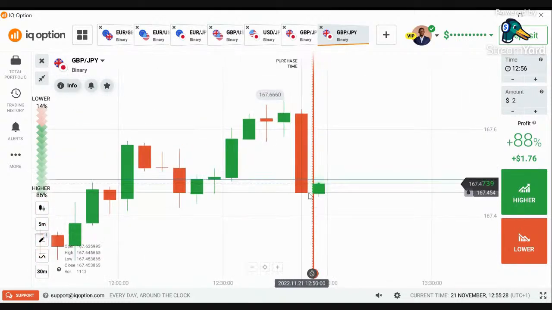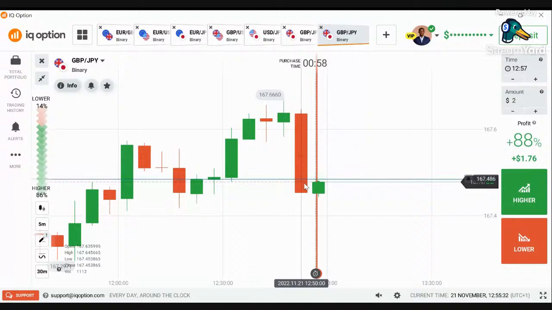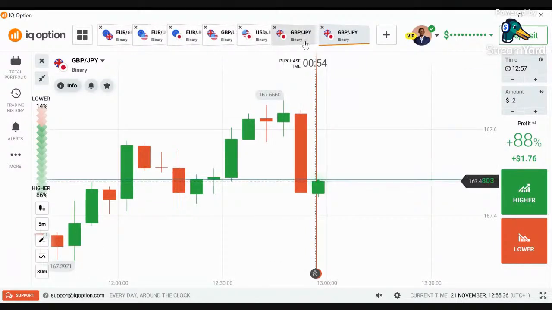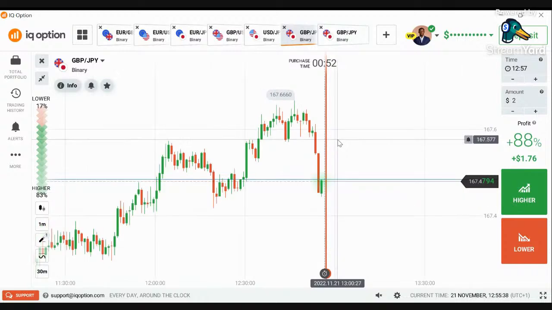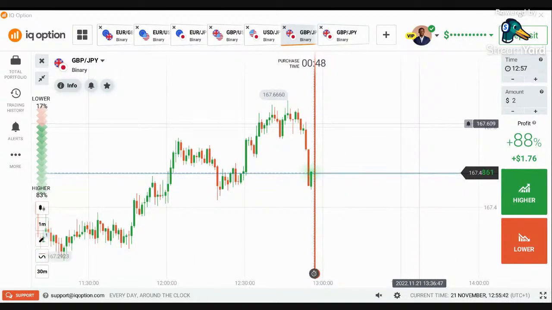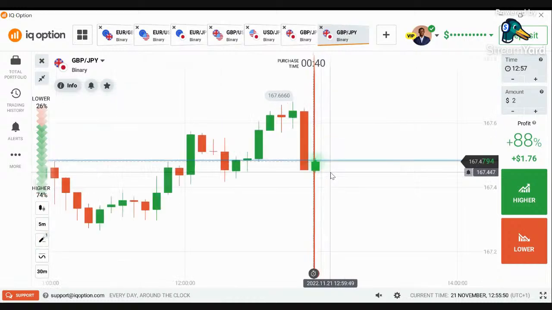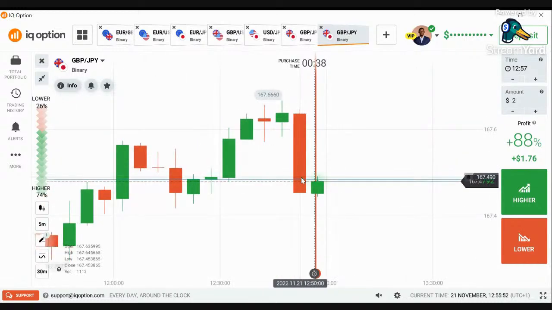JPY broke strongly lower. Might be selling GBPJPY. GBPJPY should look good for itself since the market is giving us a lower low, lower high pattern. That's what we're expecting for JPY. So selling this market should be good.